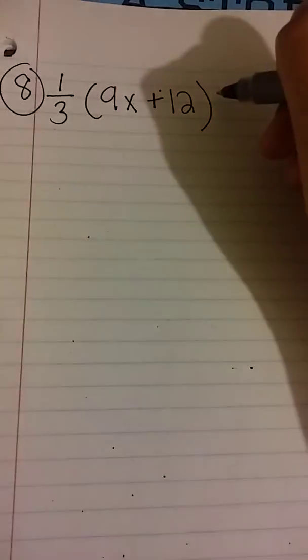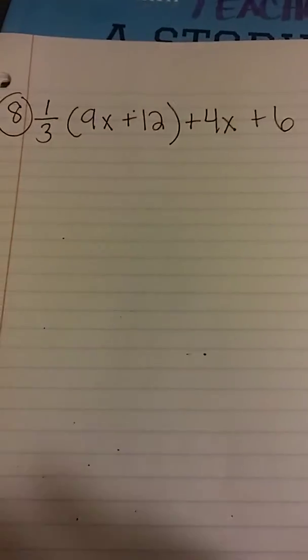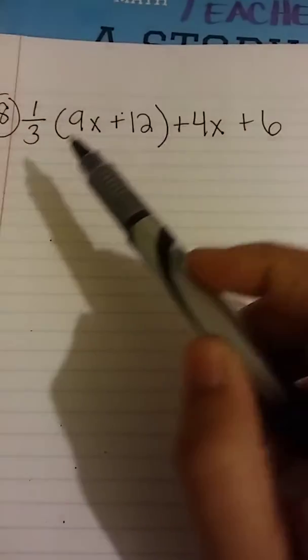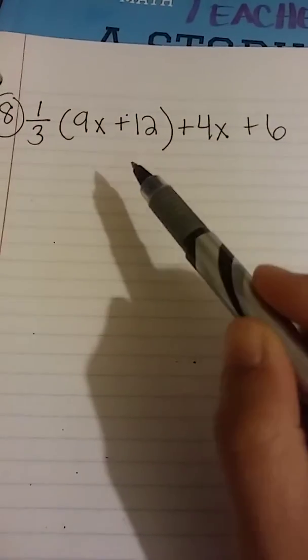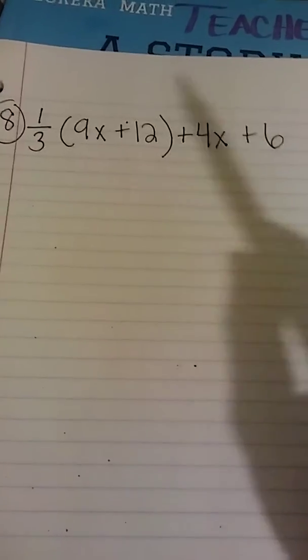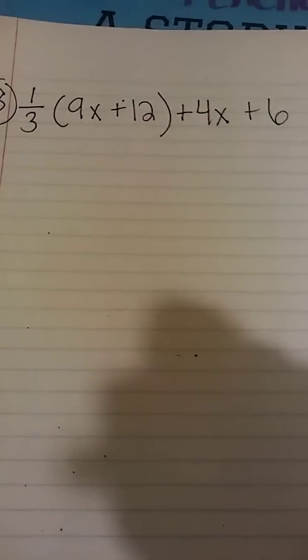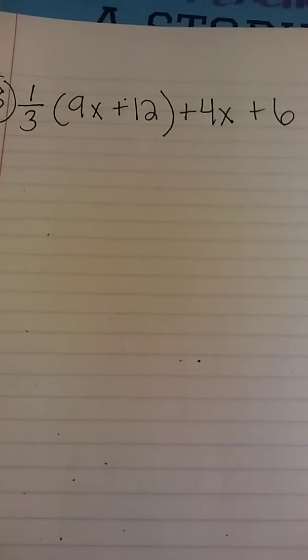Okay, for number 8, you have 1/3 times the quantity 9x plus 12, plus 4x plus 6. Okay, this is also a distributive property problem, but it's just half of the problem. You're going to do distributive property. The other half is going to be combining like terms. But before you can combine like terms, you need to get rid of any parentheses.